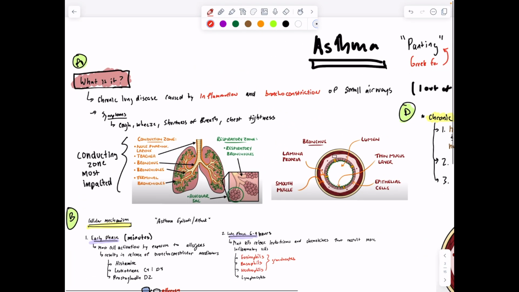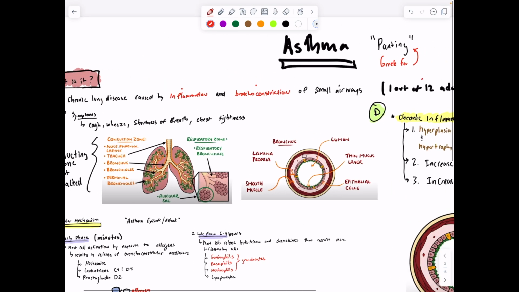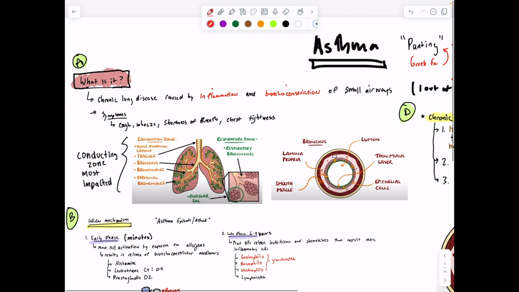So asthma is a chronic lung disease caused by inflammation and bronchoconstriction of the small airways. 1 out of every 12 adults has some form of asthma. Asthma itself is Greek for panting. Symptoms include cough, wheeze, shortness of breath, and chest tightness. Really, it's the conducting zone of the lungs that is the most impacted, not the respiratory zone, the bronchioles.